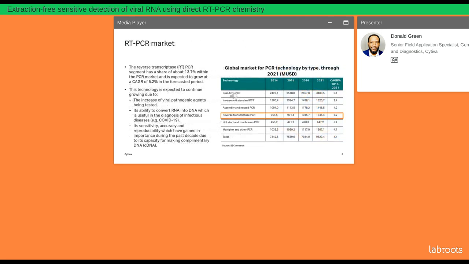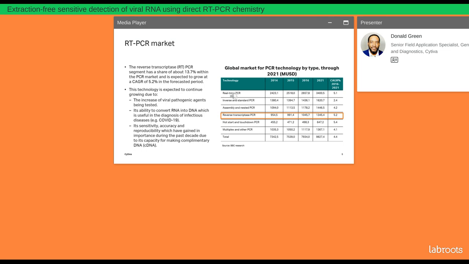So next we're going to take a look at the global market for PCR technology by type, focusing in on the RT-PCR market share. The market share has been around 13.7% for the past few years, and it was expected to grow on average at around 5.2% between the forecast period, which was 2016 through 2021. As you can imagine, that number has probably been blown out of the water currently, but I haven't seen the updated numbers. But as you can imagine, everyone is really using RT-PCR and qPCR for the COVID-19 pandemic.